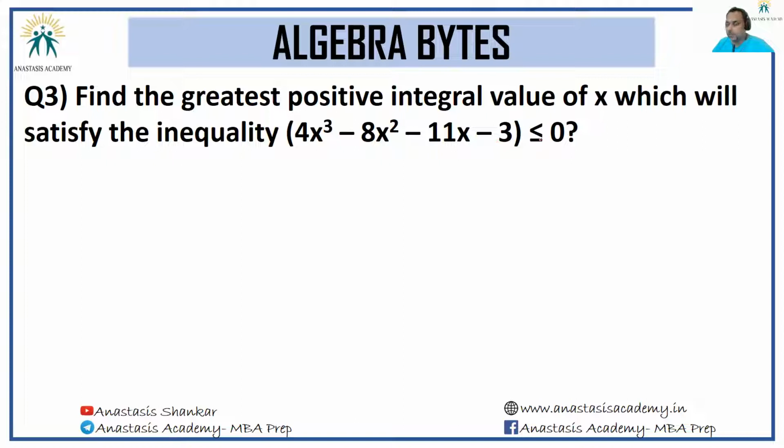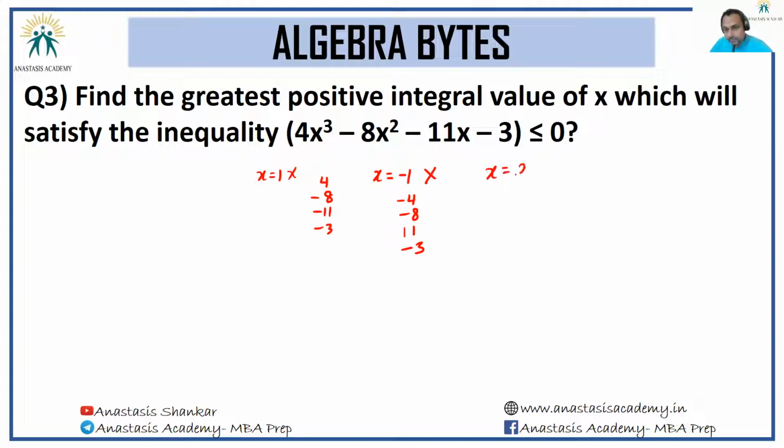This cubic expression is less than or equal to 0. Okay, we have a cubic expression. There is no way of solving this. The only way you can work is to try to plug in values. So if I put x equal to 1, I get 4 minus 8 minus 11 minus 3. No, x equal to 1 does not give me a 0 here. This doesn't work. Let me check with x equal to minus 1. So I get minus 4 minus 8, plus 11 and minus 3. No, this also doesn't work.